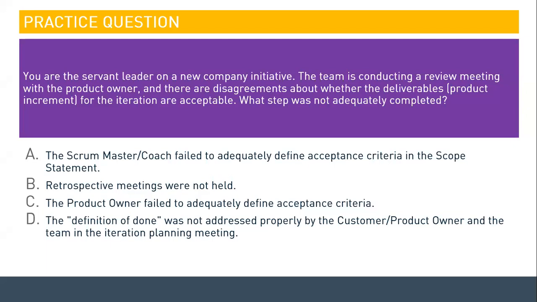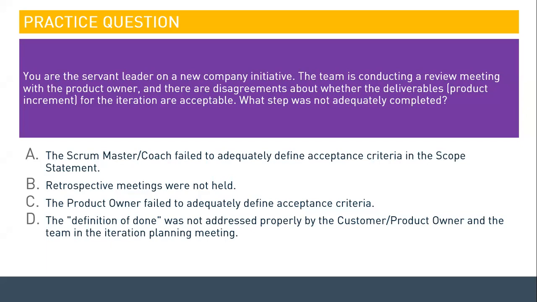It says you are the servant leader on a new company initiative. The team is conducting a review meeting with the product owner, and there are disagreements about whether the deliverables, the product increment, for the iteration are acceptable. What step was not adequately completed? What do you think? All right. If you need more time, hit the pause button. I am going to reveal the answer in three, two, one.